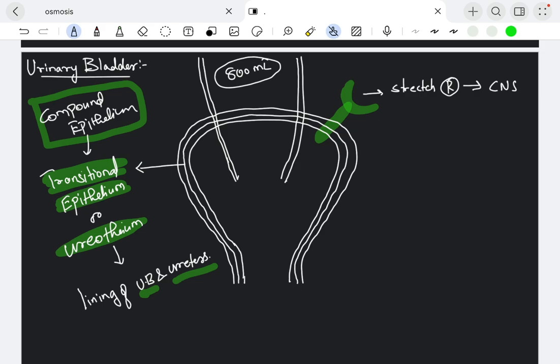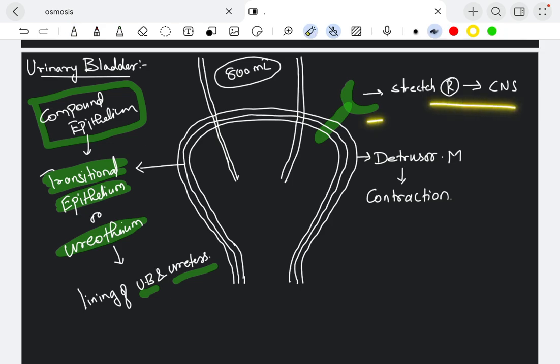Now you will be having a layer. You will be having a muscle called the detrusor muscle on the urinary bladder. The function of this detrusor muscle is to contract the urinary bladder when it is needed. So when you have to pass urine, the stretch receptor will give a signal to the CNS. The CNS will give a signal to the detrusor muscle. The detrusor muscle does a contraction of the urinary bladder.